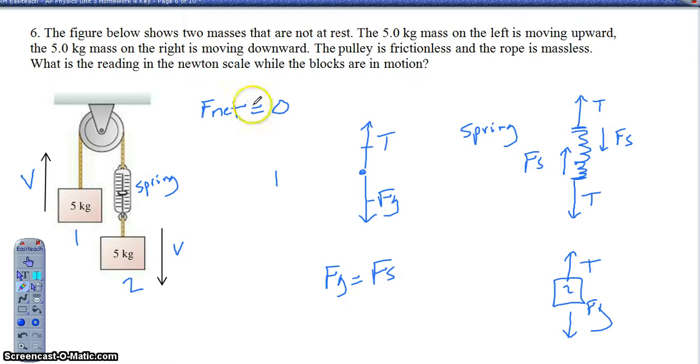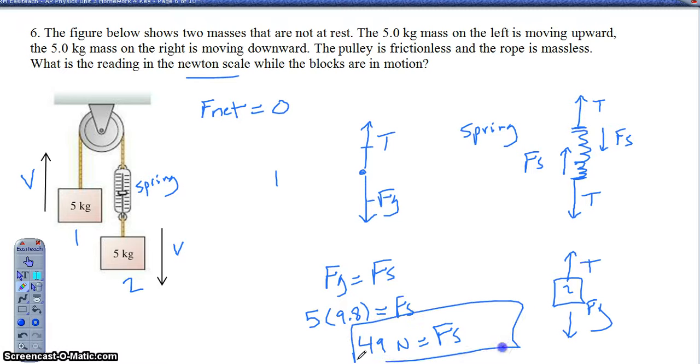So anyway, they asked me to find what is the Newton scale reading. Well, the spring force is equal to the force of gravity, so all I need to know is what's the force of gravity of either of those objects, not both of them together, but either one individually. And in this case, it's a simple application of the 5 rule. So 49 newtons equals the spring force, and I'm done, right?